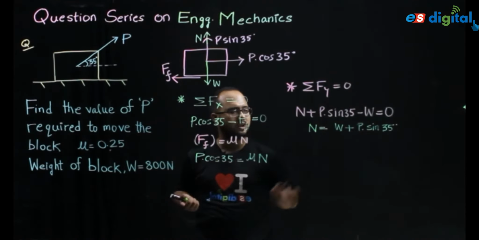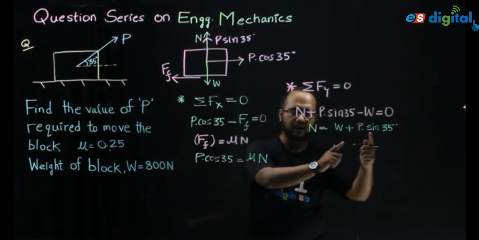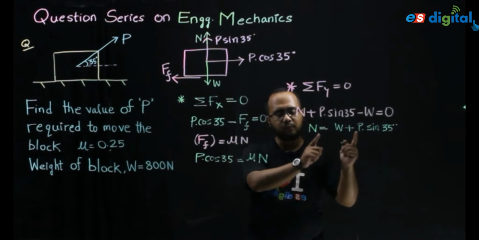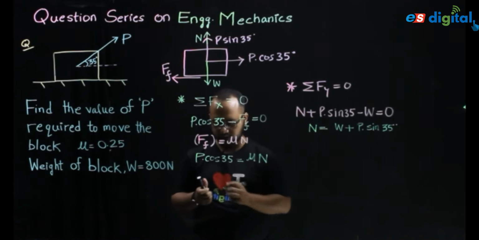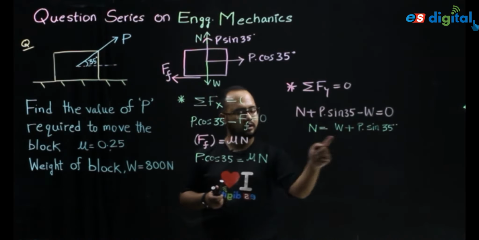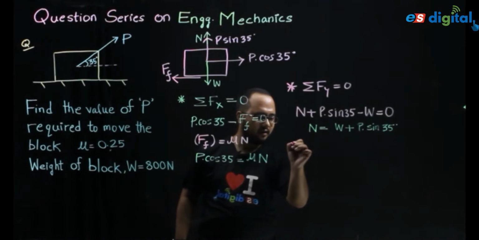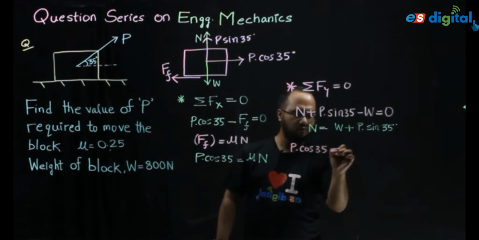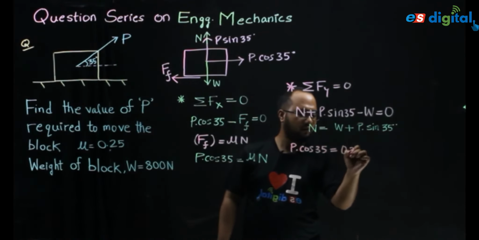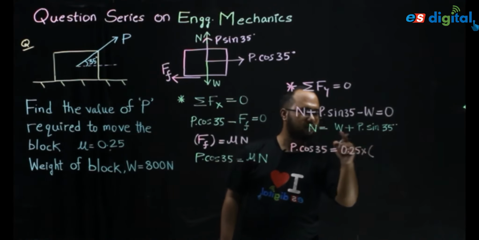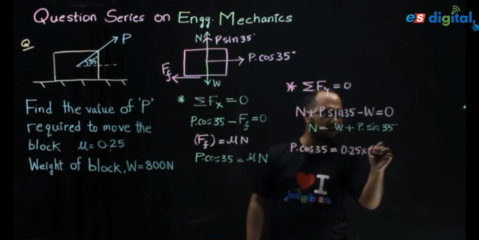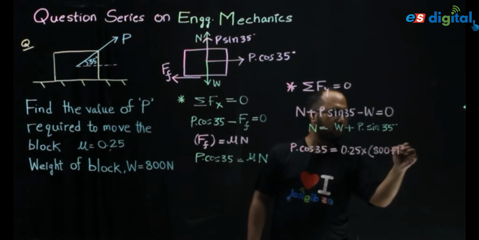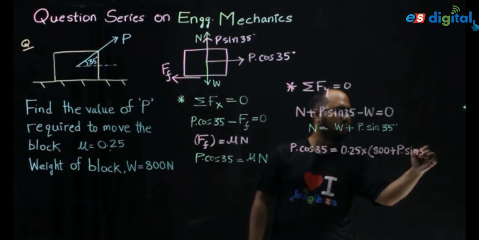W's value is 800 Newton, and P sin 35. Okay, and here P cos 35 is equal to mu N. We directly put this value of N in this particular equation, and we get P cos 35 equals mu, whose value is 0.25, times N, where W is basically 800 Newton, plus P sin 35.